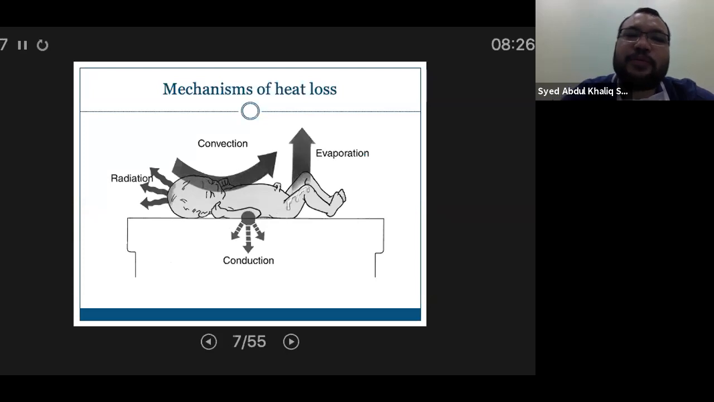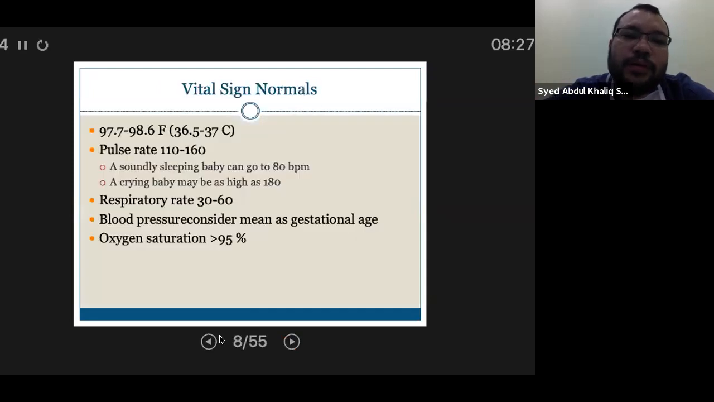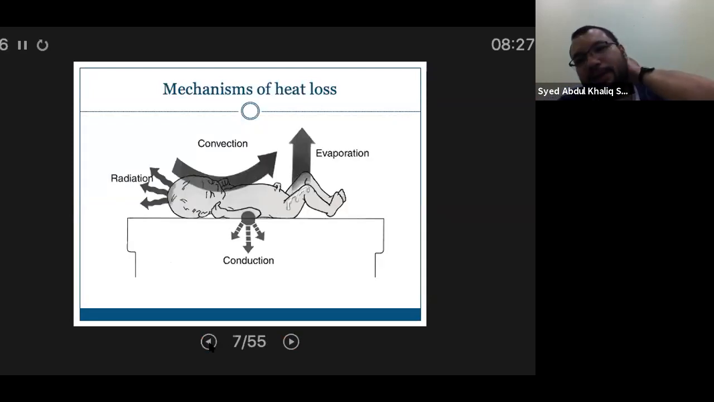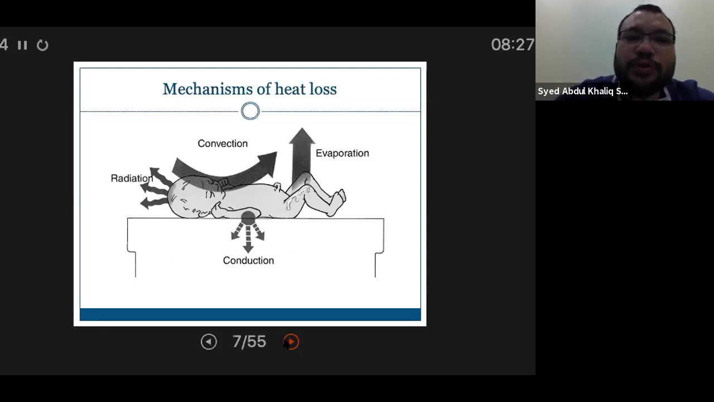As mentioned before, how does a baby lose heat? It can be because of evaporation, like we discussed yesterday, when water changes into vapour. It can be because of convection, radiation, or conduction. Conduction, for example, is when we put a thermal mattress. To prevent heat loss by radiation, we put the baby in a plastic bag or in an incubator. All these are mechanisms to reduce heat loss.